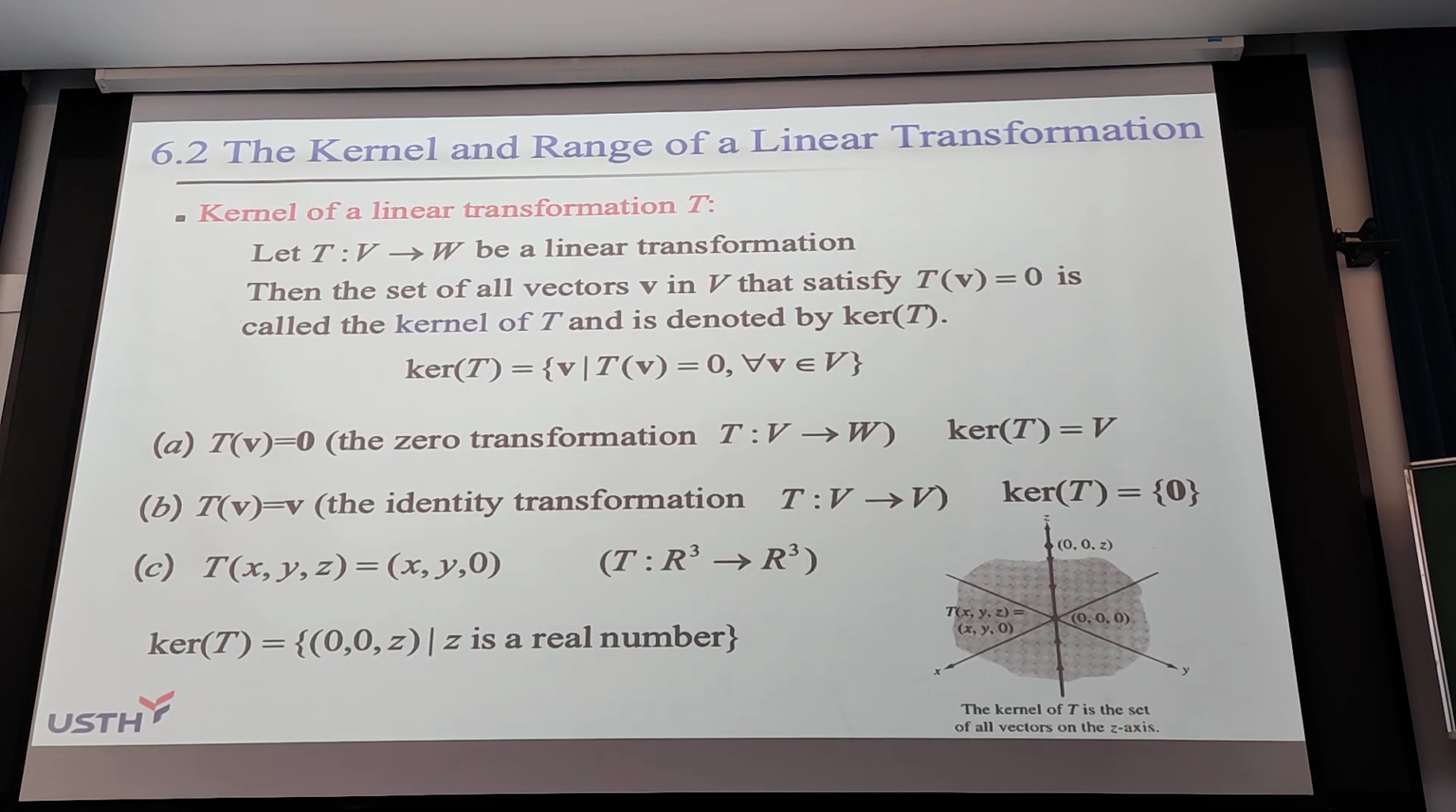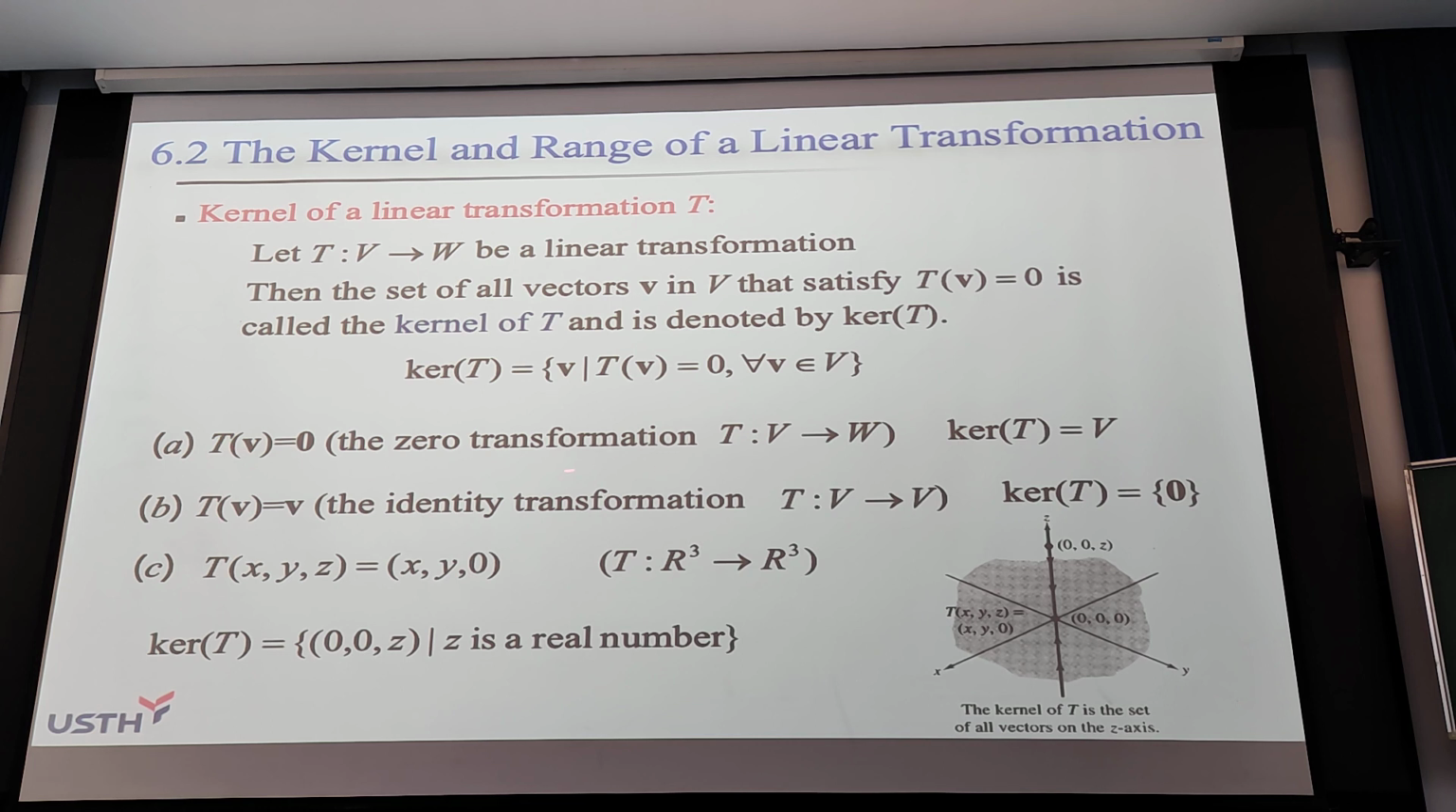And then we consider the notion of the kernel of a linear transformation. Let T from V to W be a linear transformation. Then the set of all vectors in V satisfying that will be called the kernel of T, or we even call it the null space of the mapping T. And it is denoted by that, or the kernel of T is that one, if you want to see it by the formula.